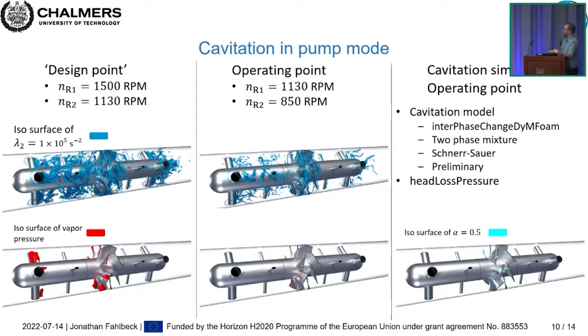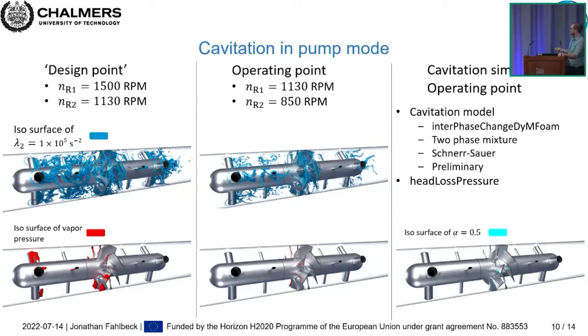The other things I could collect anytime, but we have started to run cavitation simulations, and this is only done for this alternative operating point, as we see in the middle. For this cavitation model, we use the interchangeDyMFoam solver. We have a two-phase mixture with a Schnerr-Sauer mixture model, and I really stress that this is preliminary. But we also apply this head loss pressure boundary condition here.